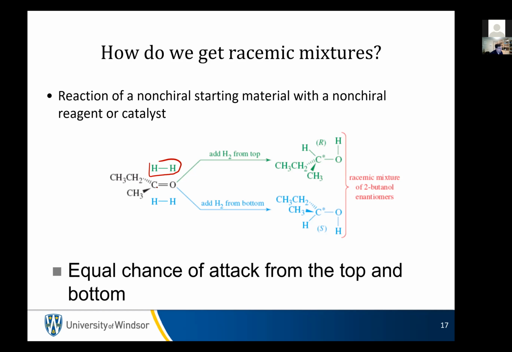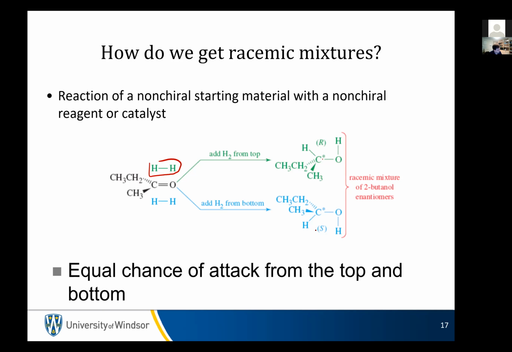And if you attack from the top, you get the R because the hydrogen's on top. If you attack from the bottom, you get the S because the hydrogen's on the bottom. And it's a 50-50 shot. There is no difference in the energies leading to either of those. It has an equal chance of doing both.